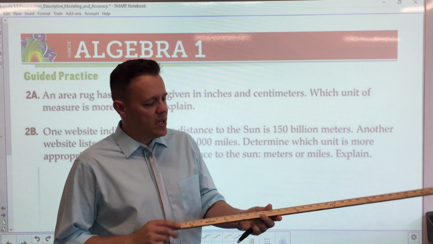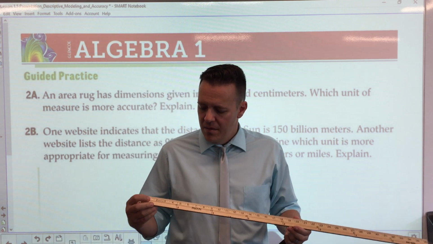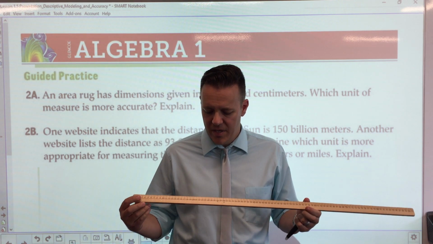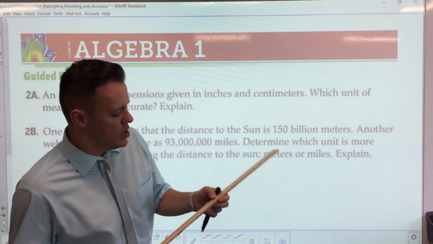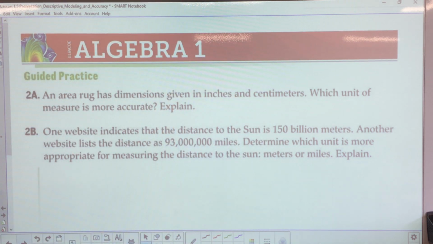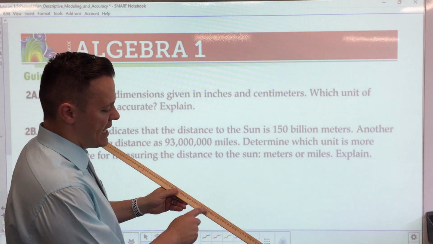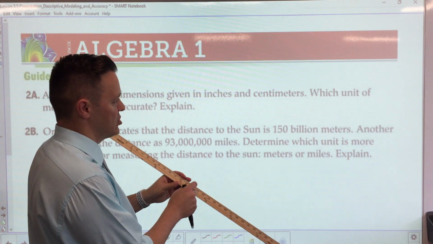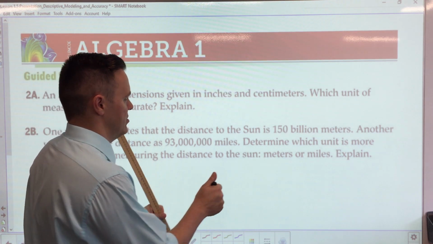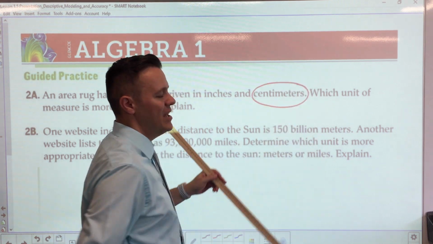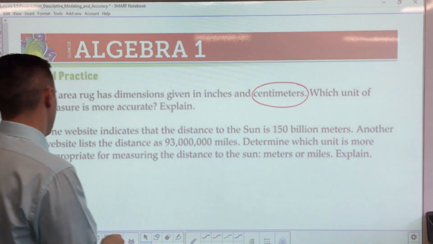Remember, so here's a ruler you have, okay? Inches and centimeters. On this ruler, which would be the most accurate? Well, the most accurate would always be the smaller of the two units. So which is smaller, inches or centimeters? Well, it's obvious it would be centimeters, and the reason is because it's smaller, okay?